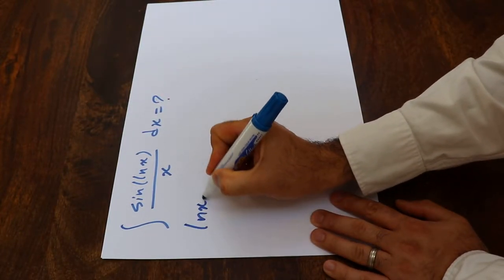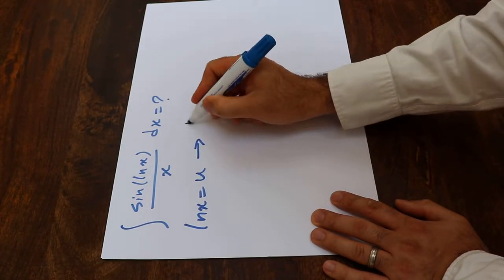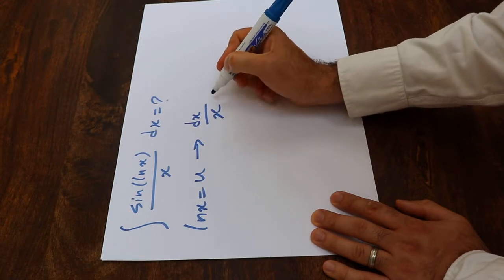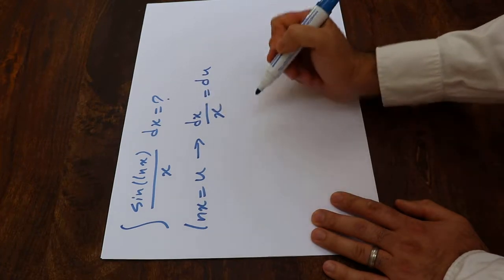So if you define ln x as u, and if you take the derivative of each side of the equation, you will get dx divided by x equal to du. Okay, that's because the derivative of ln x is dx divided by x.